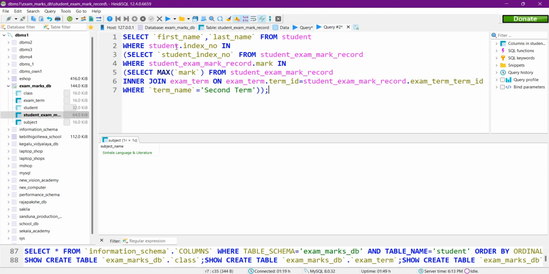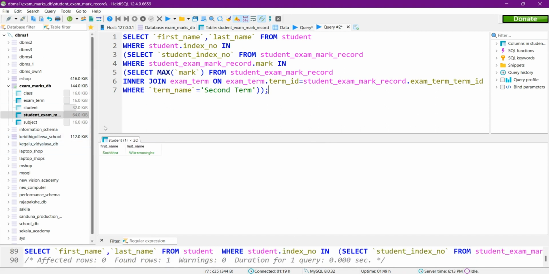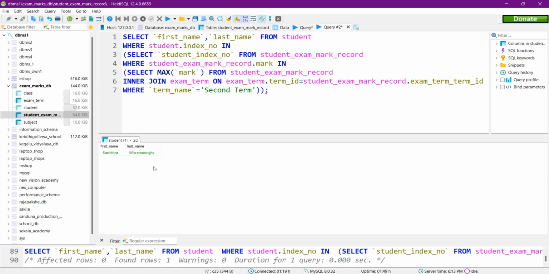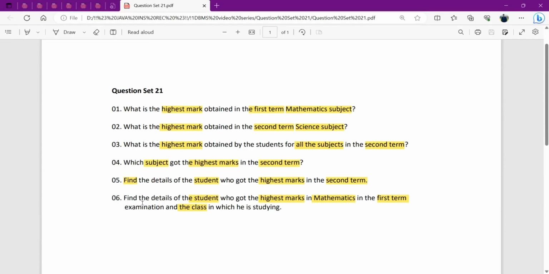So this is the query for the fifth question. So let's execute this query and see whether we get the answer. So you can see here we got an answer saying Sachitra Vikramasinghe. This is the answer for the fifth question. Sachitra Vikramasinghe is the student who got the highest marks in the second term. So let's move on to the final and the sixth question.